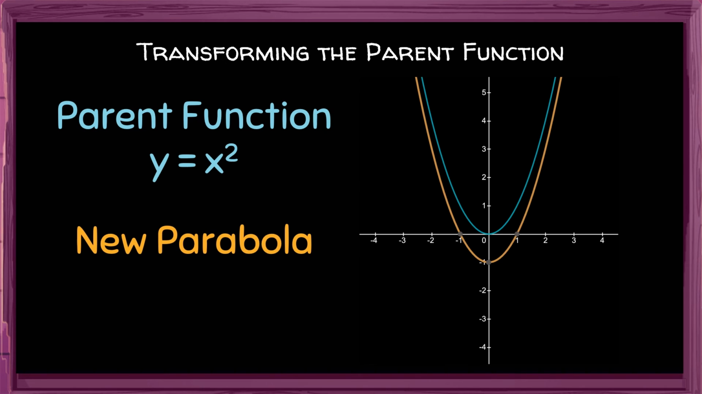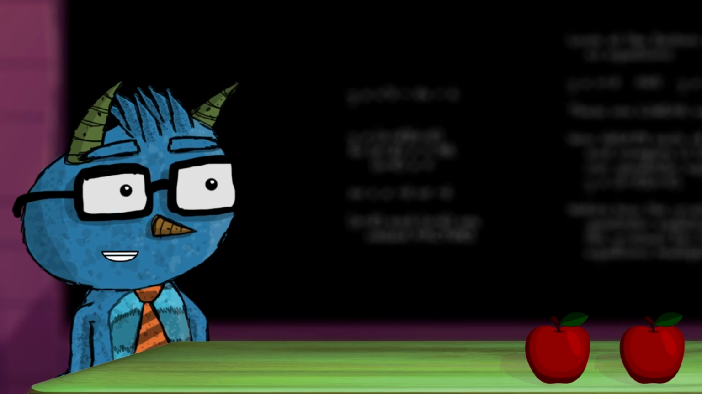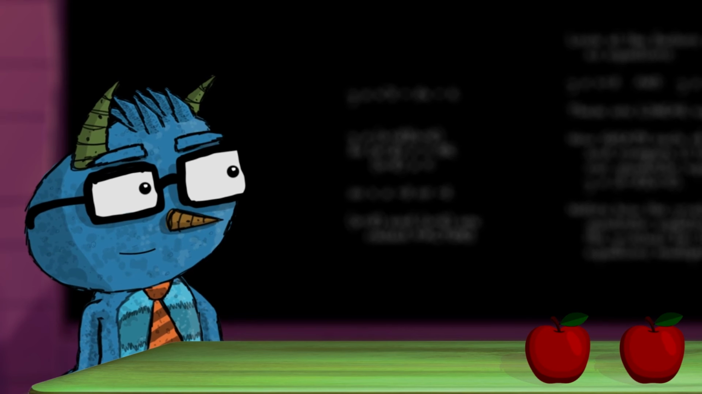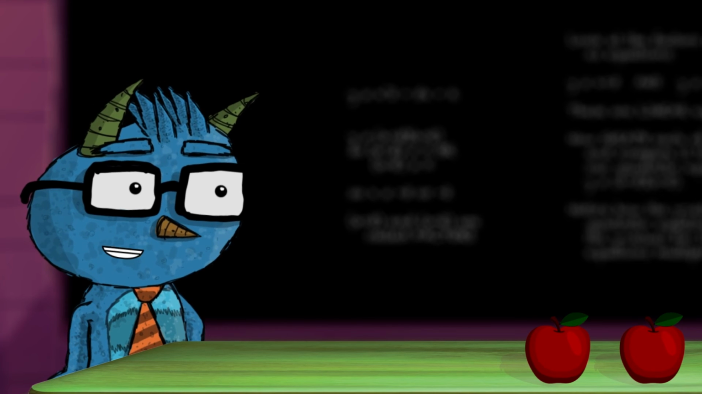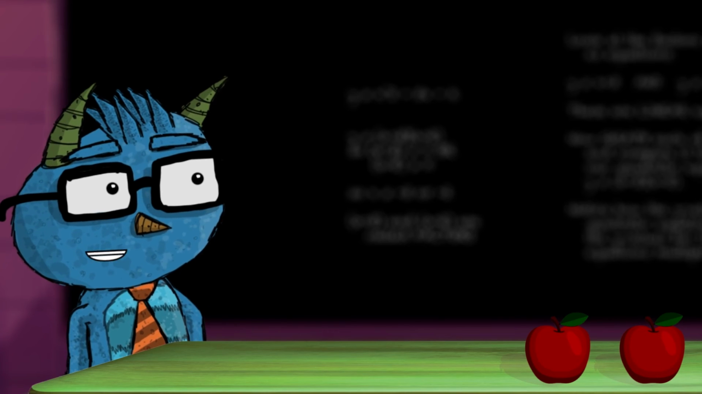If we want our parabola to shift downward by 1, wouldn't it just be y equals x squared minus 1? Excellent, Bones. The parabola we see here is the graph of y equals x squared minus 1. So now we've learned almost all of the tricks for transforming parabolas. The only trick we still need to learn is how to move a parabola left or right.